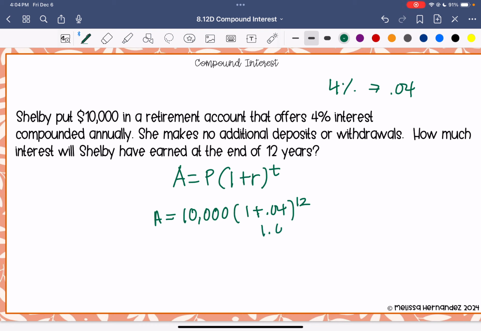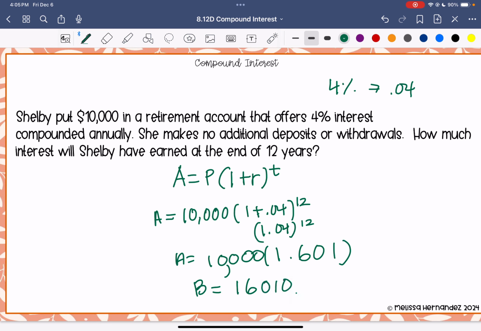1.04 to the 12th power. So this would be 1.601, and I'm going to stop there. Get my calculator and plug this in. The ending balance, and this is probably why previous students liked writing B for balance, is $16,010 and roughly 32 cents.